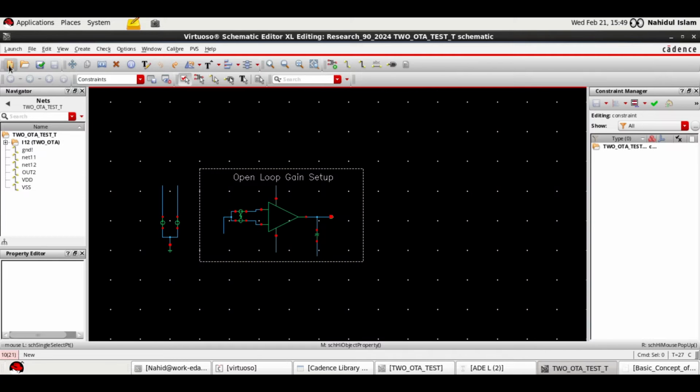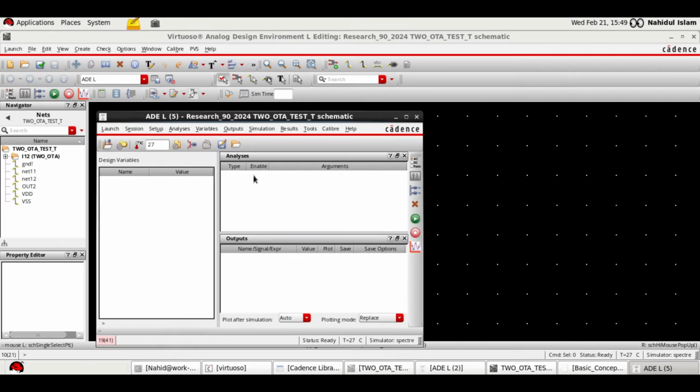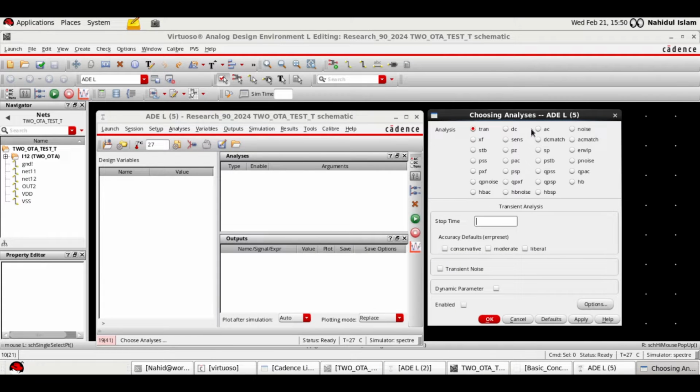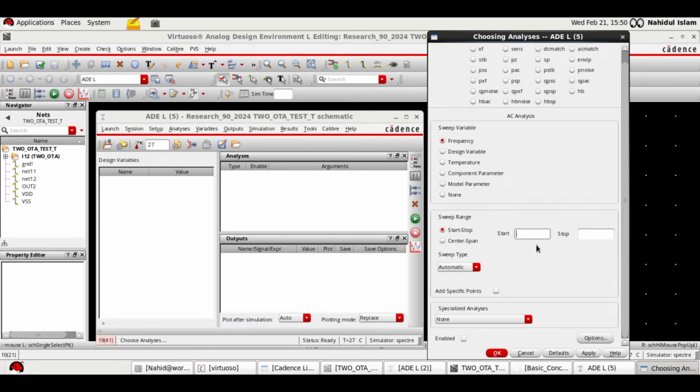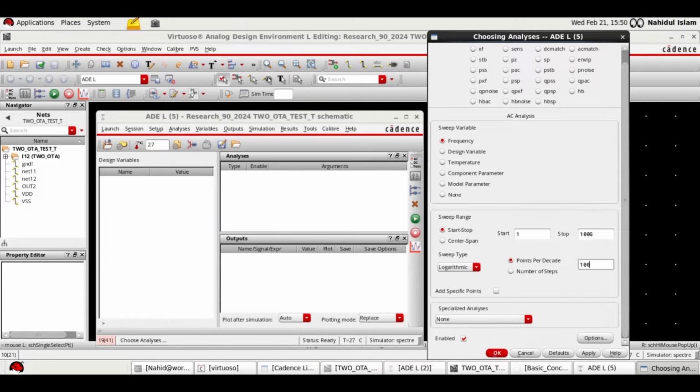Well, after that, we have to launch the ADE to do the AC analysis. Let's click here. Click here to choose which analysis I'm going to perform. Here is AC frequency. I have to sweep the frequency from 1 to 100 gigahertz, and the sweep type is logarithmic. I'm going to set 100 points per decade. Click OK.